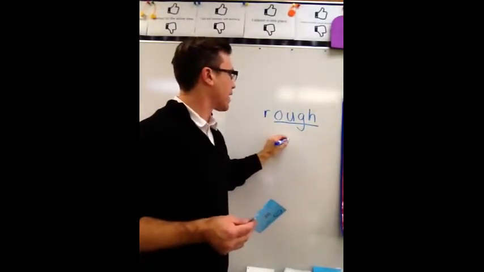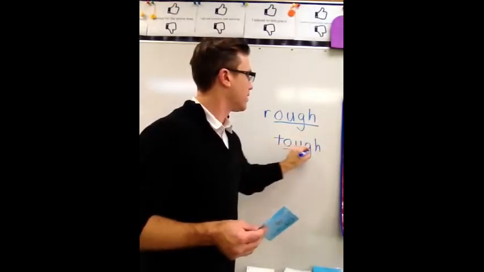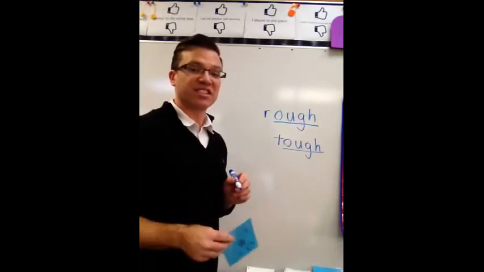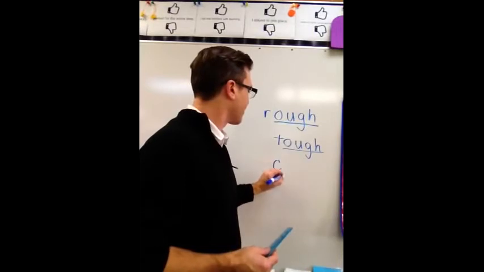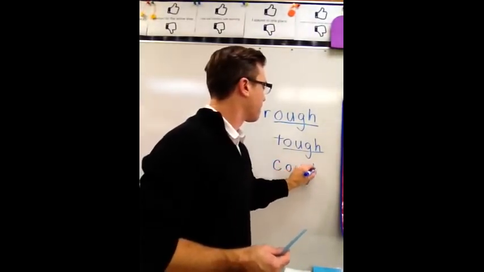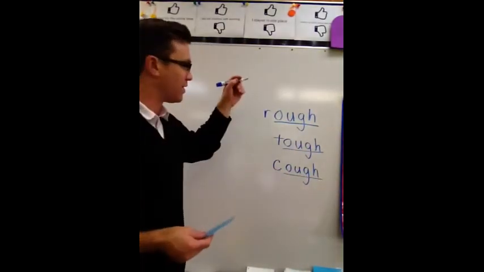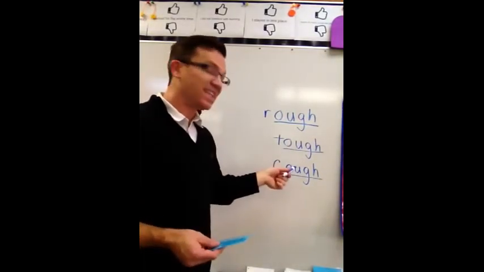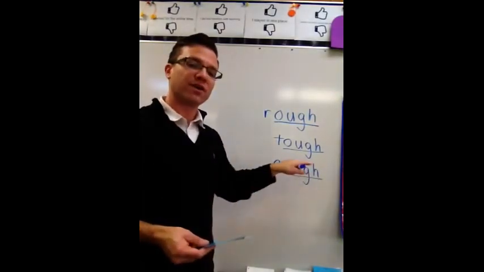Here's another one. It rhymes with rough. Anyone know what that word is? Tough. Like this is so tough. Here's another one. Now you would think, oh, these must rhyme. Rough, tough, cuff, right? Wrong. This makes a lot of sounds. This O-U-G-H. This is the word cough.